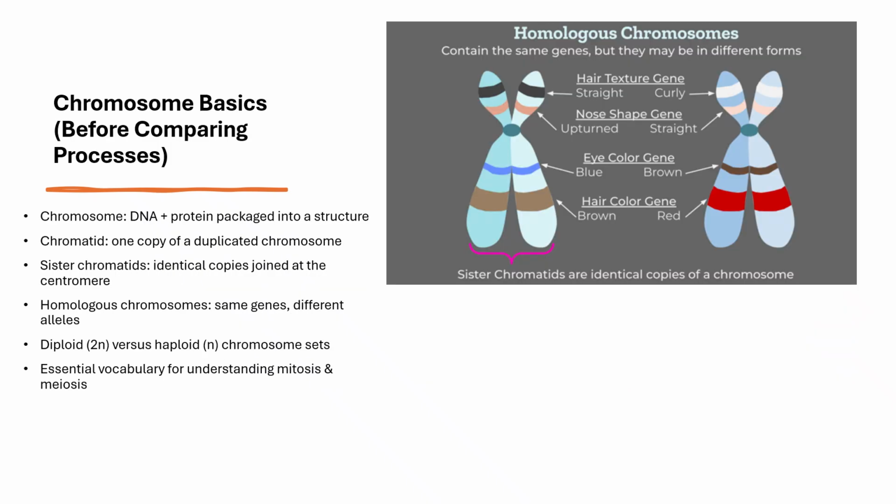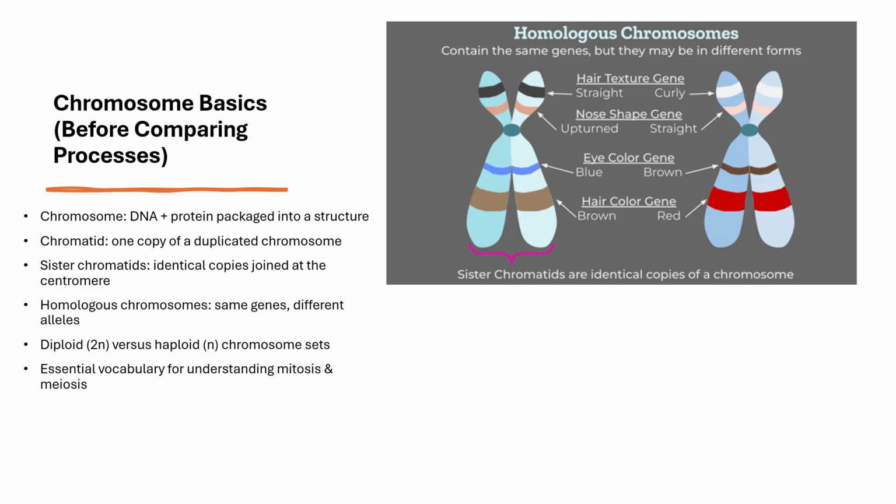Chromosome vocabulary is where many students get tripped up before they even start learning the phases. A chromosome is a single DNA molecule packaged with protein, but once it has been replicated, it consists of two identical sister chromatids. These chromatids stay attached at the centromere until pulled apart later.